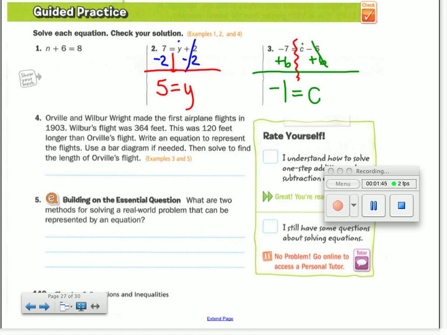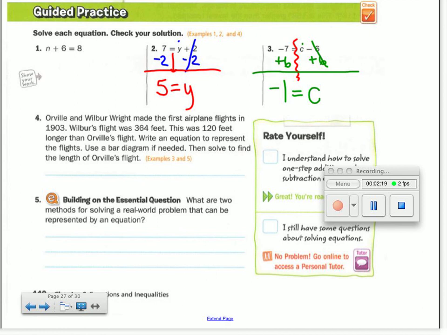The last one, and I'm not sure if you guys got to it or not, but it says the two guys made their first airplane flights in 1903. Wilbur's flight was 364 feet. This was 120 feet longer than Orville's flight. Write an equation to represent the flights. Use a bar diagram if needed. Then solve to find the length of Orville's flight. These are going to be worth 2 points. One for the equation and one for the solution.